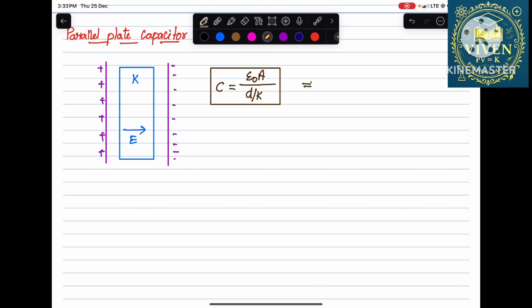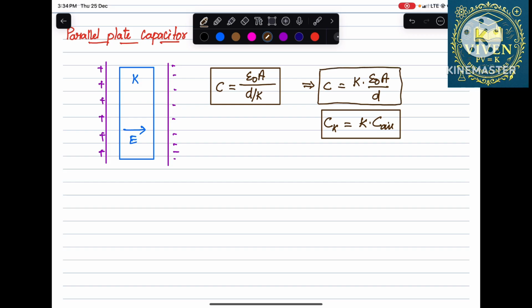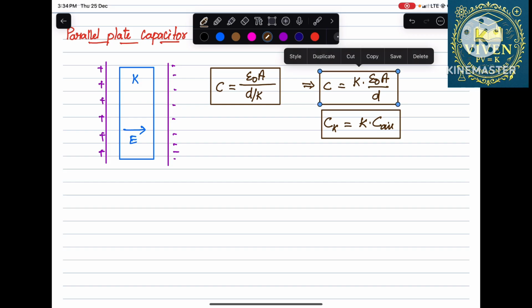So now I can write this as C is equal to K times epsilon naught A by D. And what is this epsilon naught A by D? It is the capacitance of these two parallel plates when the medium is air. So I can write C dielectric is equal to K times C when there is no dielectric, that is air. Simple. You can remember these concepts in the easiest way. Okay, so this is the logic we can use.